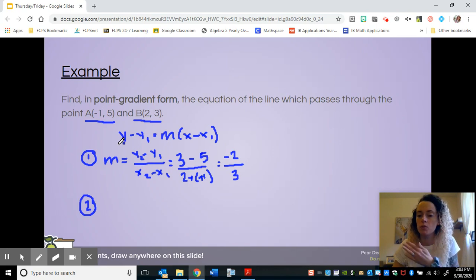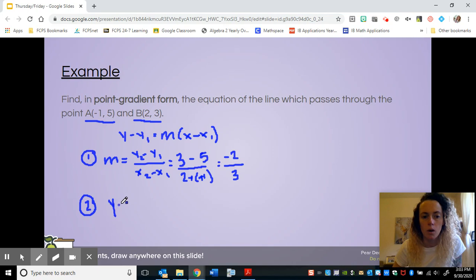There's no distributing, there's no simplifying. It's just a matter of deciding which point you want to use. I tend to always use the first point just because it's first, but you wouldn't be wrong if you use the 2, 3. It really doesn't matter which one you use.